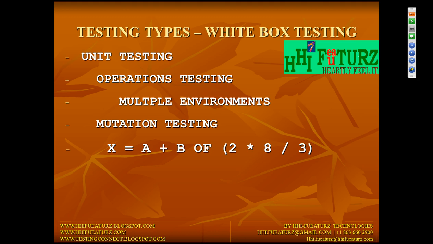Then mutation testing. In your mathematics during your studies, you will remember the statement VBODMAS: V is vinculum, then bracket, of, division, multiplication, addition, subtraction. For the expression I have given here, which operator will execute first? According to this logic, first it goes for the bracket, then division, then multiplication. If it doesn't execute in that order, your result will be wrong. That is nothing but mutation testing. Mute is nothing but single character.